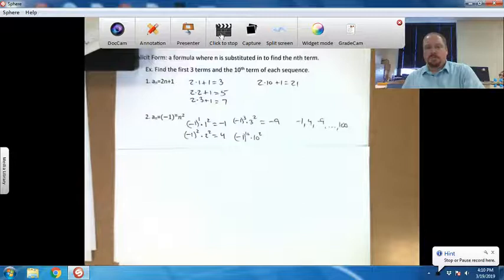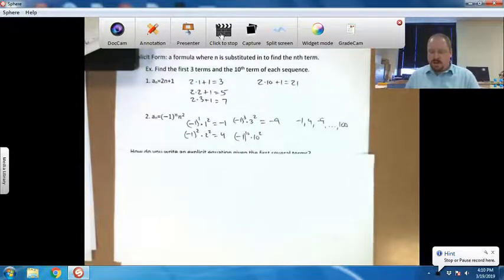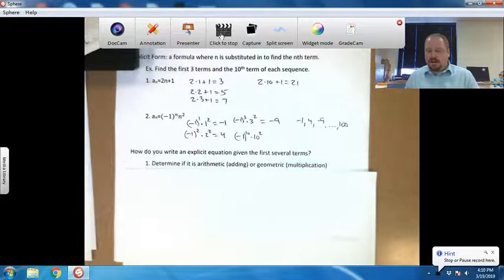One of the things that we're going to have to be able to do is take a list of numbers and write an explicit form equation. Now I can look one of a couple different ways, but there's a generic formula that we're going to go through, and we're going to baby step to it. So the first thing is, how do you write an explicit equation given the first several terms? Well, the first thing is we have to determine which kind of equation we're dealing with. What kind of sequence are we dealing with? Are we dealing with arithmetic or are we dealing with geometric? You determine that by saying, what do you have to do to go from one number to the next?